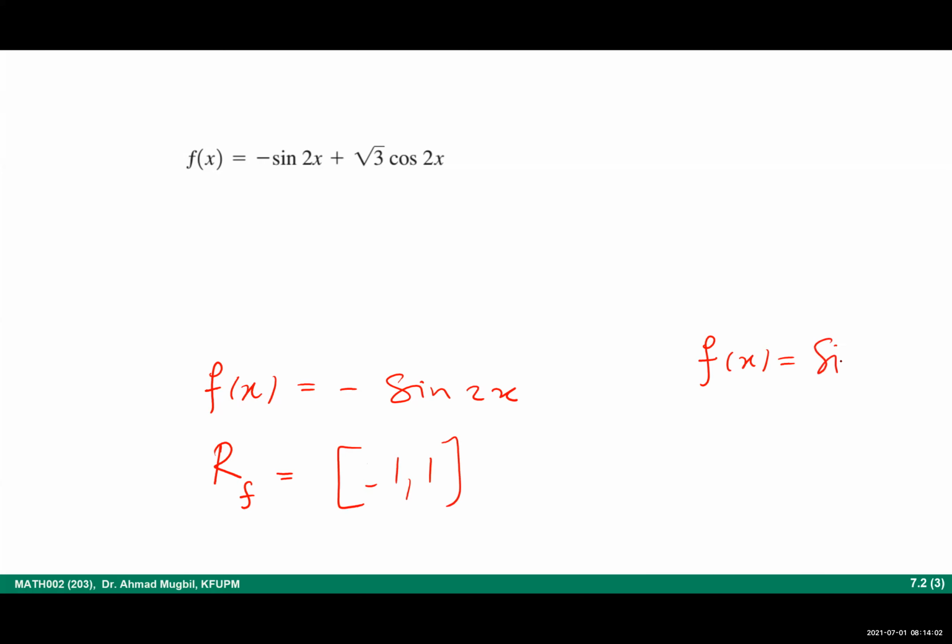If you have sine x, or cosine x, or even sine of kx minus b, even if you have horizontal shifting and stretching, the range of this, ya Shabab, please.